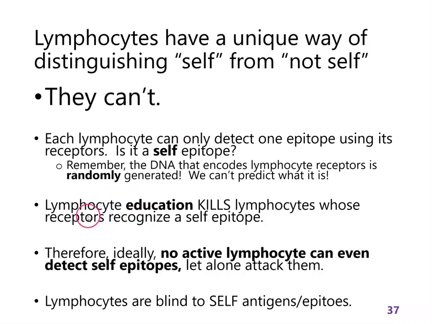You don't, because those lymphocytes, they were generated. They did exist, but during lymphocyte education, they are killed so that your lymphoid tissues are full of lymphocytes that cannot detect any protein made by a normal human. So ideally, no lymphocyte can detect a self epitope. So they are blind to self antigens and self epitopes.